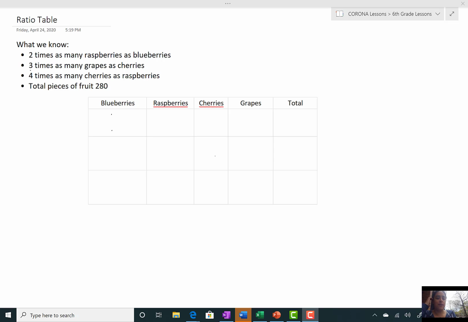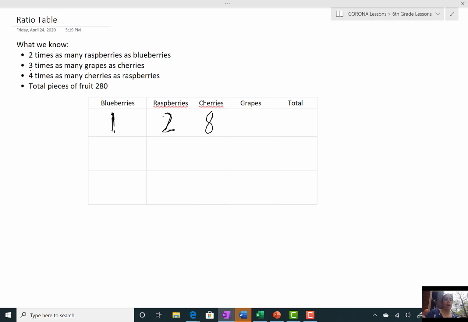We said it's 2 times as many raspberries as blueberries. So if I have 1 blueberry, raspberries is 2 times as much. 1 times 2 is going to give me 2 raspberries. Now, 3 times as many grapes as cherries. Well, we don't know anything about the cherries or grapes yet, so let's skip that and come back. It says there's 4 times as many cherries as raspberries. So if raspberries are 2, I can multiply that by 4. It's 4 times as many. I get 8.